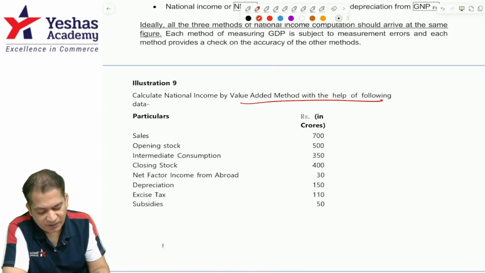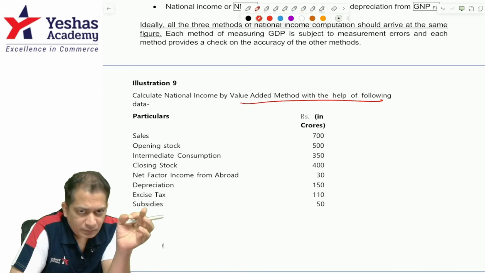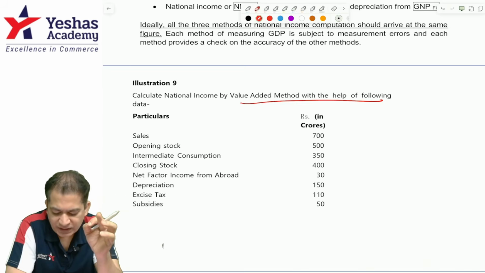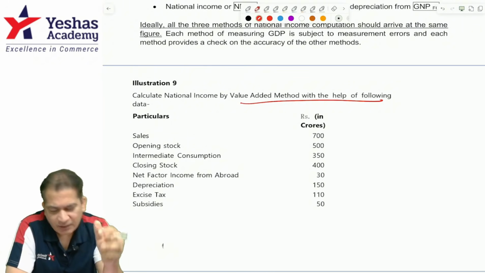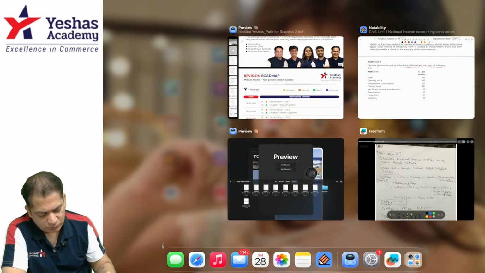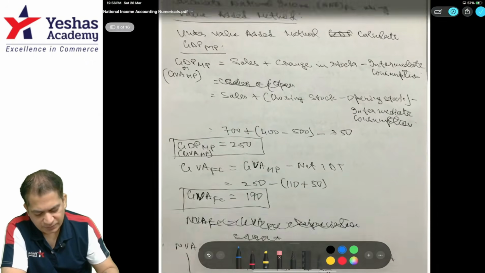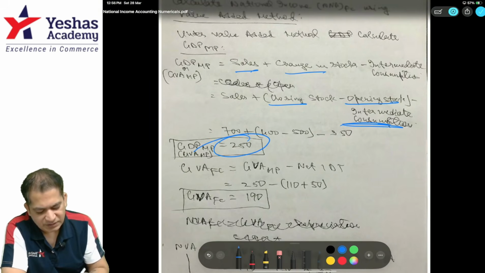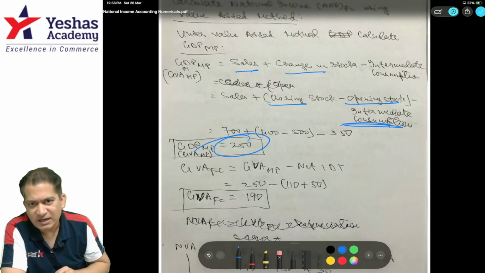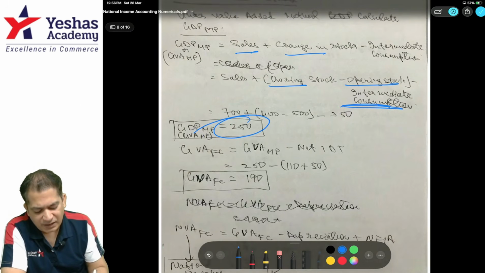Calculate national income by the value added method with the following: sales, opening stock, intermediate consumption, closing stock. So it means, can we get the gross value added, that is sales plus closing stock minus opening stock minus intermediate consumption? Yes, and from there the adjustment can be made. So you see exactly the same thing is done over here. What you get is GVA at market price, that is nothing but GDP at market price. And from that, if you deduct indirect taxes, you will get GVA at factor cost.